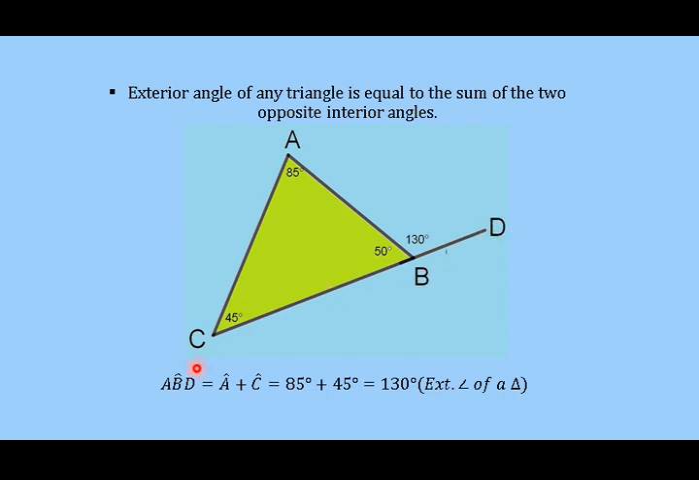So angle ABD equals angle A plus angle C, and this equals 85 degrees plus 45 degrees, and this gives us 130 degrees, as you can see there. So this is the exterior angle of a triangle. When you write a reason, it should be like this: exterior angle of a triangle.